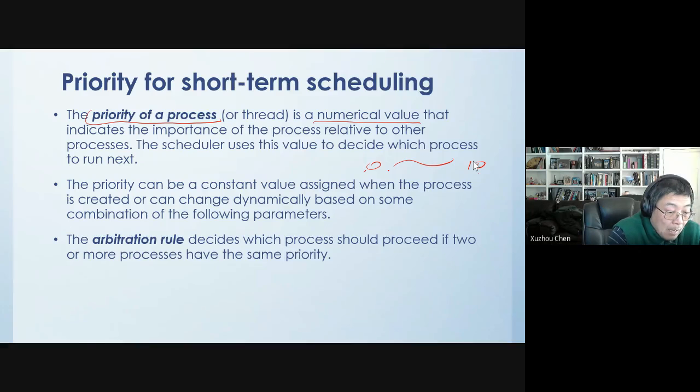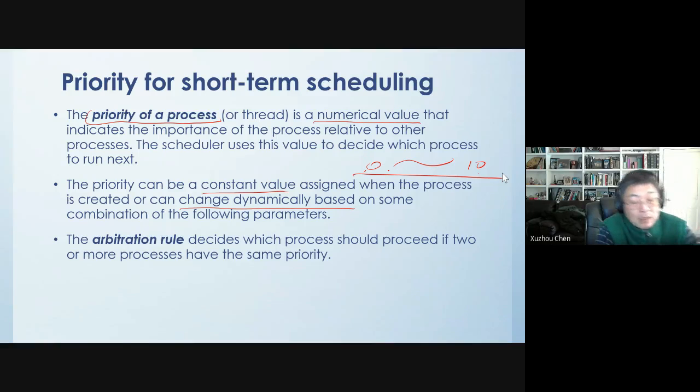Now, the priority could be a constant value assigned when the process is created. Or the priority could be a dynamic number, so the priority of a process can change. The process may enter the ready list initially as a low priority process, and then its priority may increase. So that number is flexible. It can move back and forth. It can change. That's basically the dynamic priority.